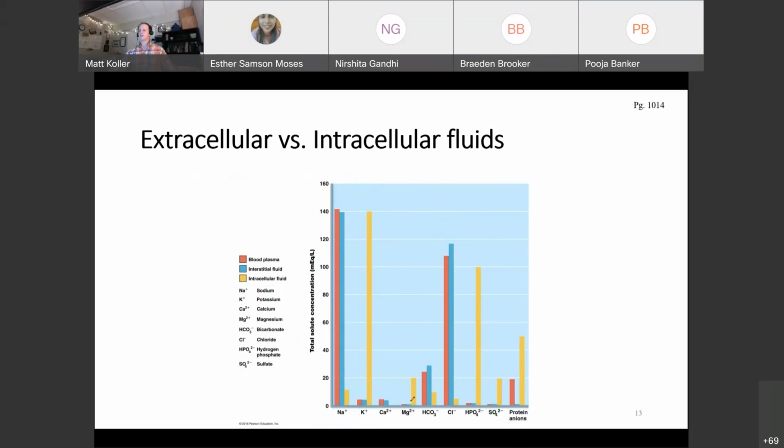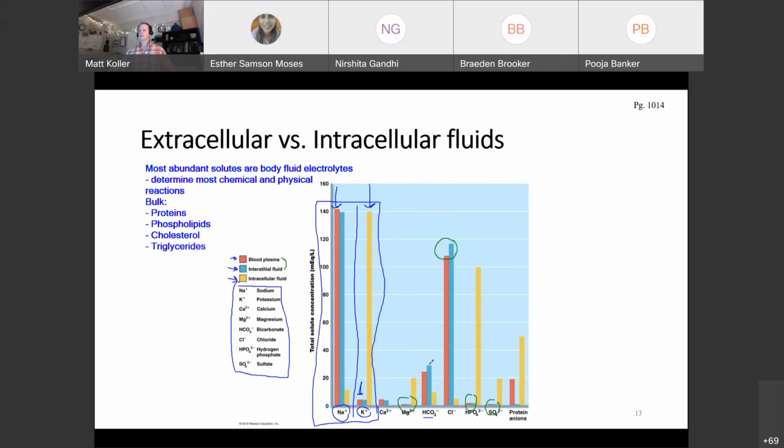Sulfate, pretty close. Magnesium, pretty close. Bicarbonate, pretty close. Calcium, pretty close. So we notice that blood plasma and interstitial fluid are always related. And this is how your body controls electrolyte levels.